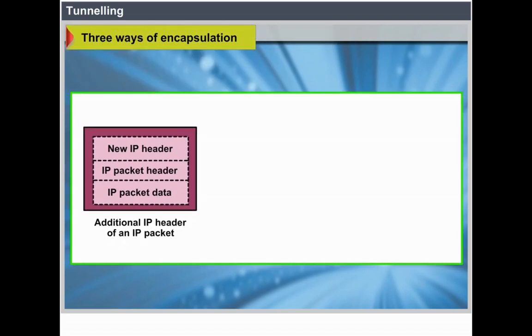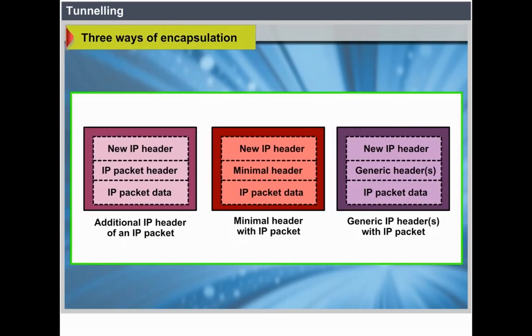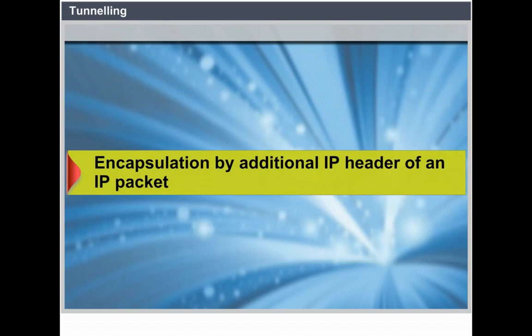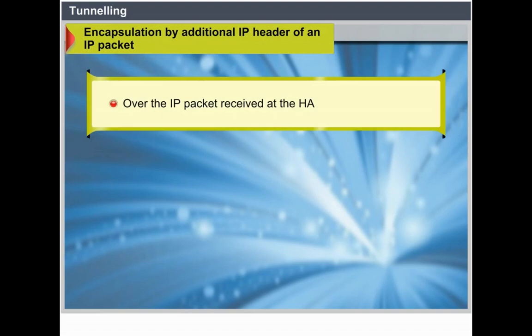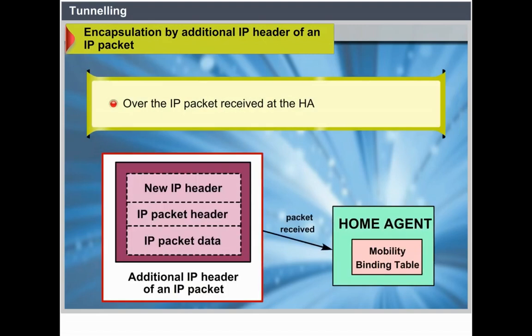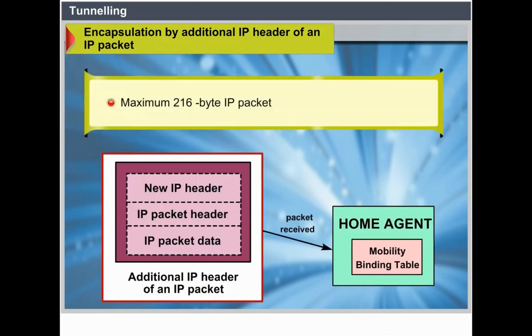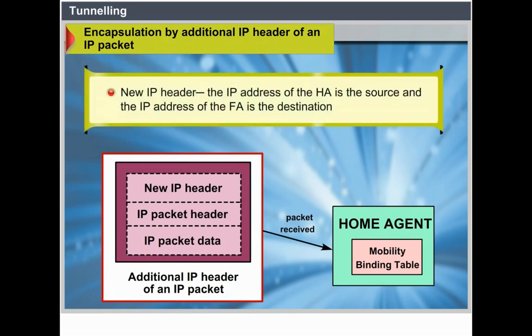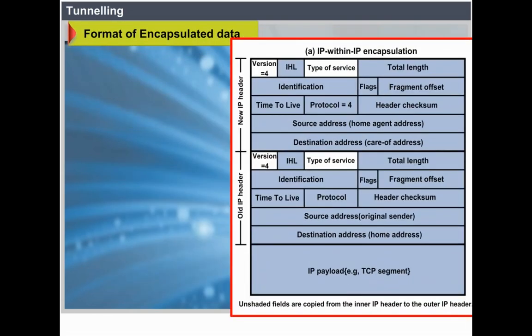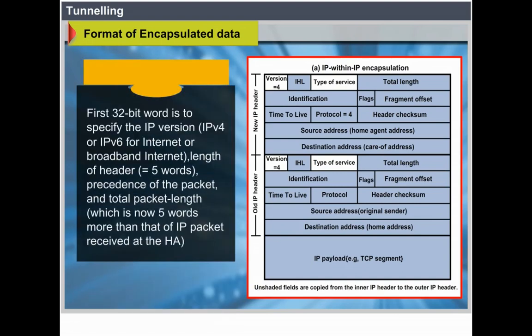The figure shows three ways of encapsulation. Encapsulation by an additional IP header of an IP packet over the IP packet received at the HA, with a maximum of 2^16 bytes in the IP packet. The new IP header has the IP address of the HA as the source and the IP address of the FA as the destination. Format of encapsulated data.